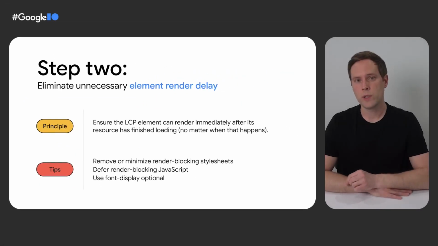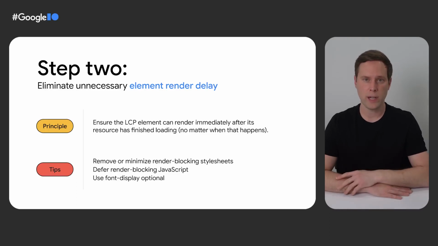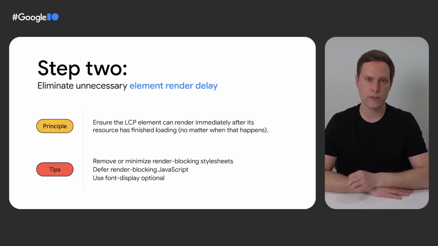Step 2 is to eliminate unnecessary element render delay. In other words, we need to make sure that as soon as the LCP resource finishes loading, nothing else on the page is preventing it from rendering right away. That can be things like render blocking style sheets and JavaScript files. It could also be something like an A/B test runner that is intentionally hiding content until it can figure out what experiment the user is in.